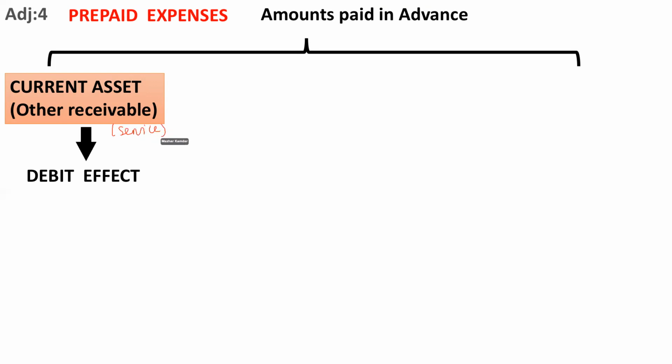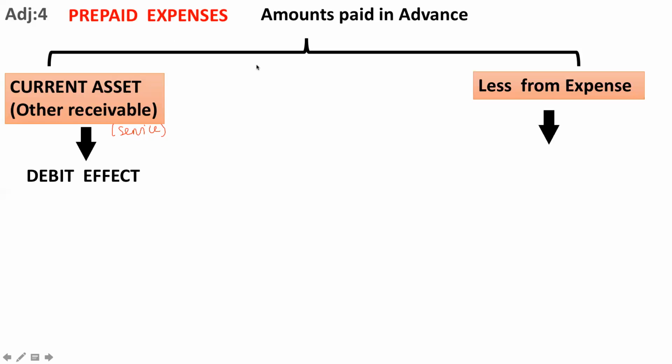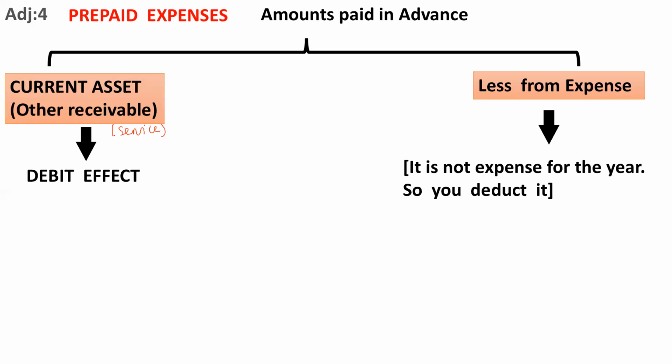Second effect, can you all think? I have paid the money in advance, but it is not the expense for the year. So I will subtract it from the expenses as it is not the expense for the year. Expense is debit, debit minus, it is the credit effect. I hope I'm very clear.